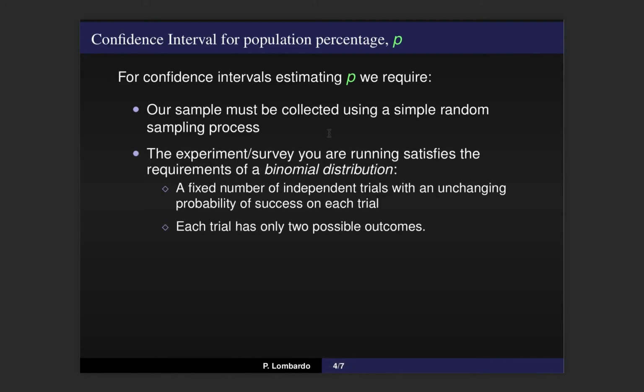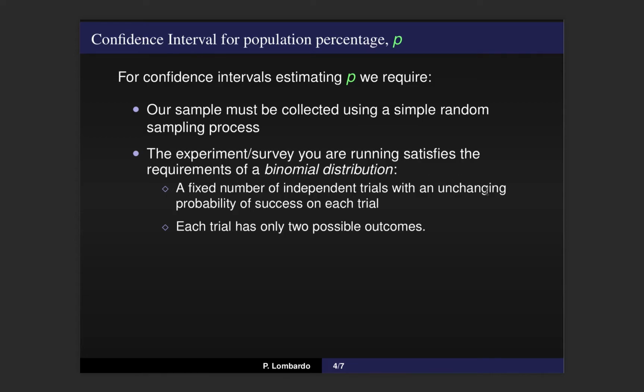The other idea that is hopefully pretty straightforward here is that you have to make sure that your experiment or your survey that you're running satisfies the requirements of a binomial distribution. This population percentage can only relate to a group with a single characteristic. So you kind of have to break up your trials into 2 possible outcomes. They either have our characteristic or they don't, right? They answered yes or they don't. They had blue eyes or they don't. So we're modeling here the binomial distribution.